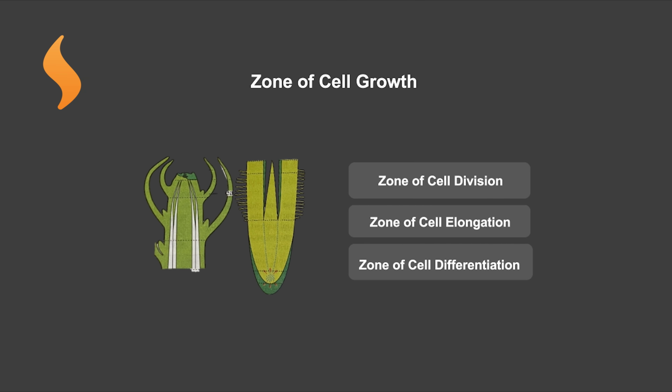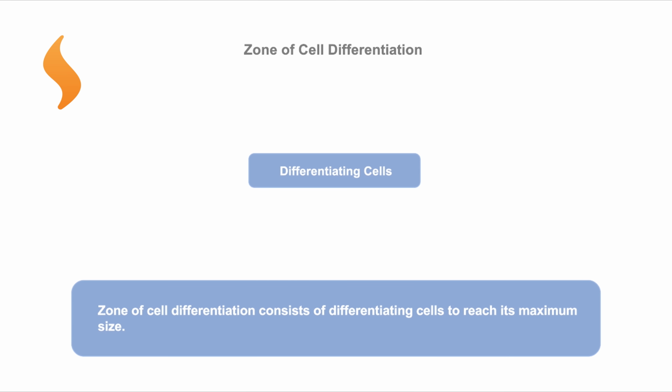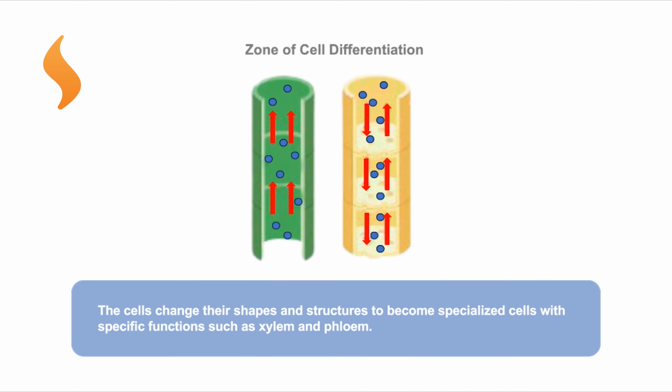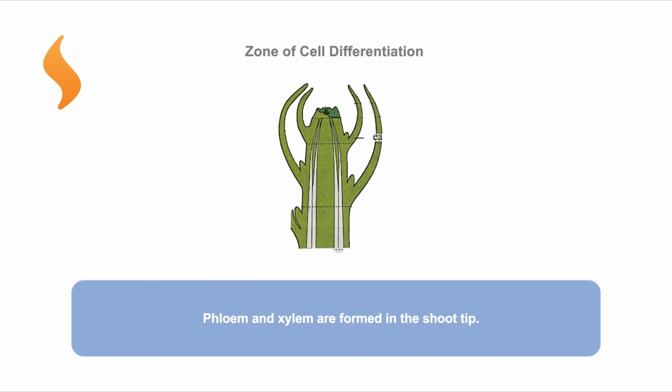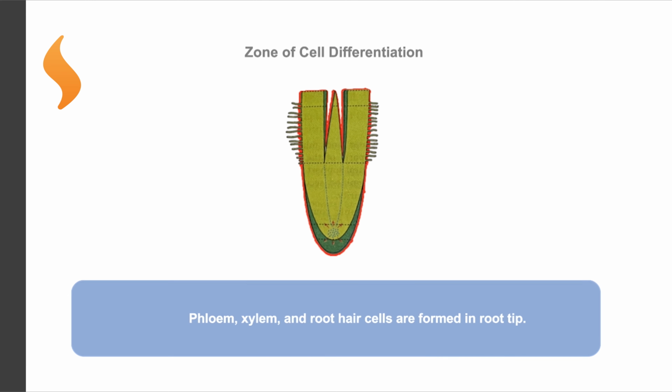The third zone of cell growth is the zone of cell differentiation. The zone of cell differentiation consists of differentiating cells that reach their maximum size. The cells change their shapes and structures to become specialized cells with specific functions, such as xylem and phloem. Phloem and xylem are formed in the shoot tip, while phloem, xylem, and root hair cells are formed in the root tip.